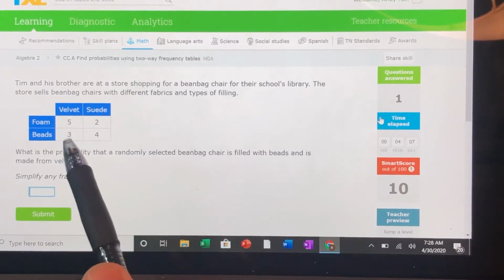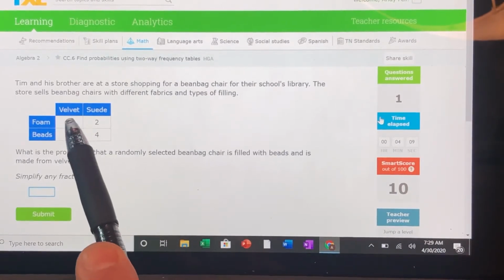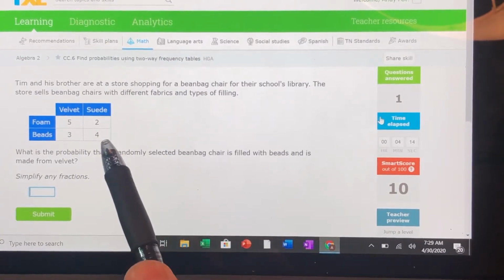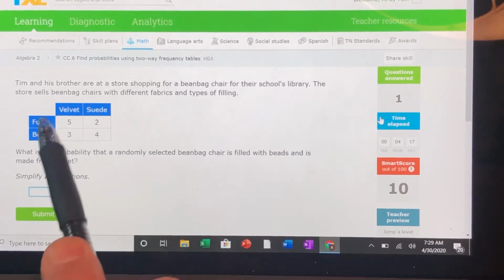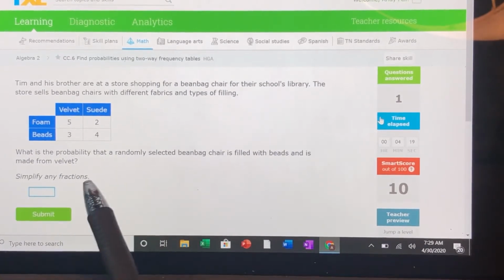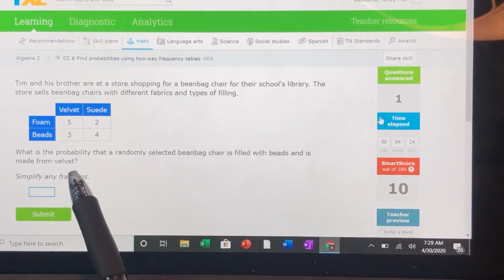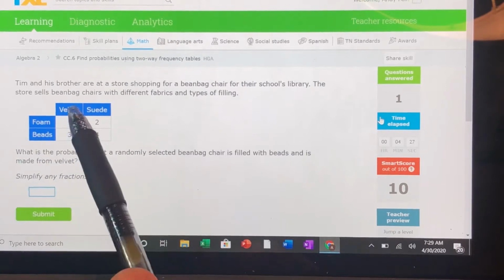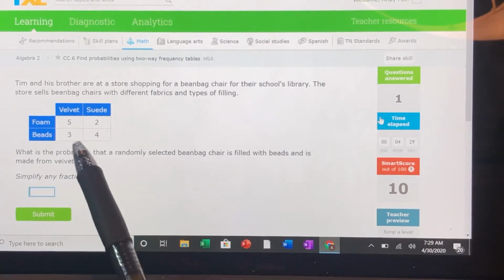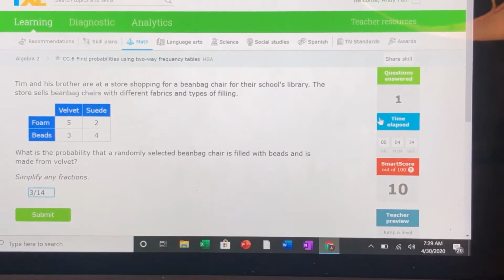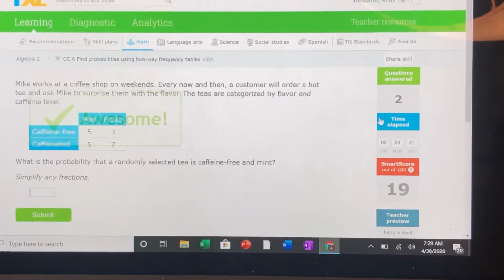So, how many things are in the sample space? Well, let's see. 5 and 3 is 8. Plus another 2 is 10, plus 4 is 14. So we've got 14 possibilities. What's the probability the randomly selected beanbag chair is filled with beads and is made of velvet? Beads and velvet. Well, let's see. Beads and velvet, those intersect right here at the number 3. So that means you have 3 out of a possible 14. 3 out of 14. Does 3 out of 14 reduce? I don't think it does, so I think we're going to stick with that.